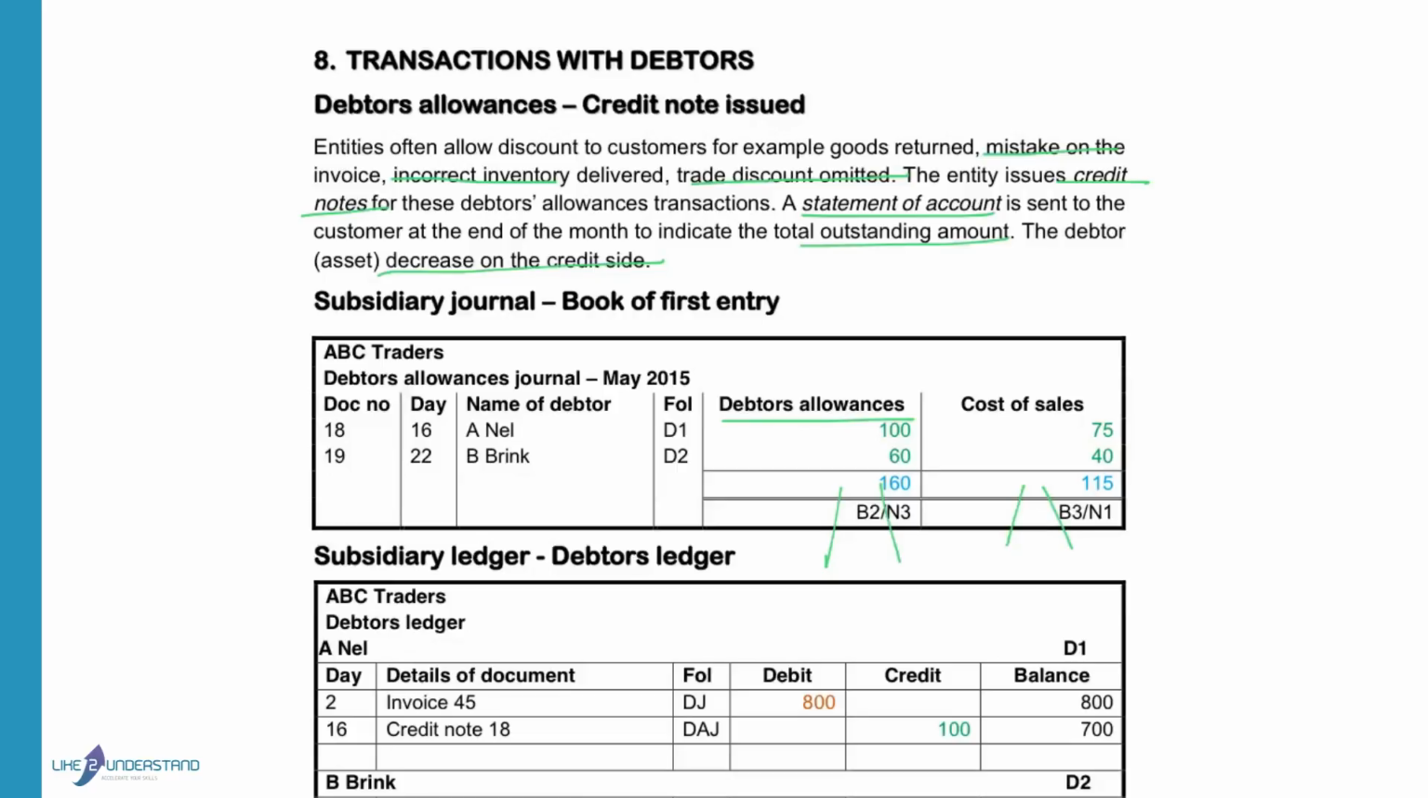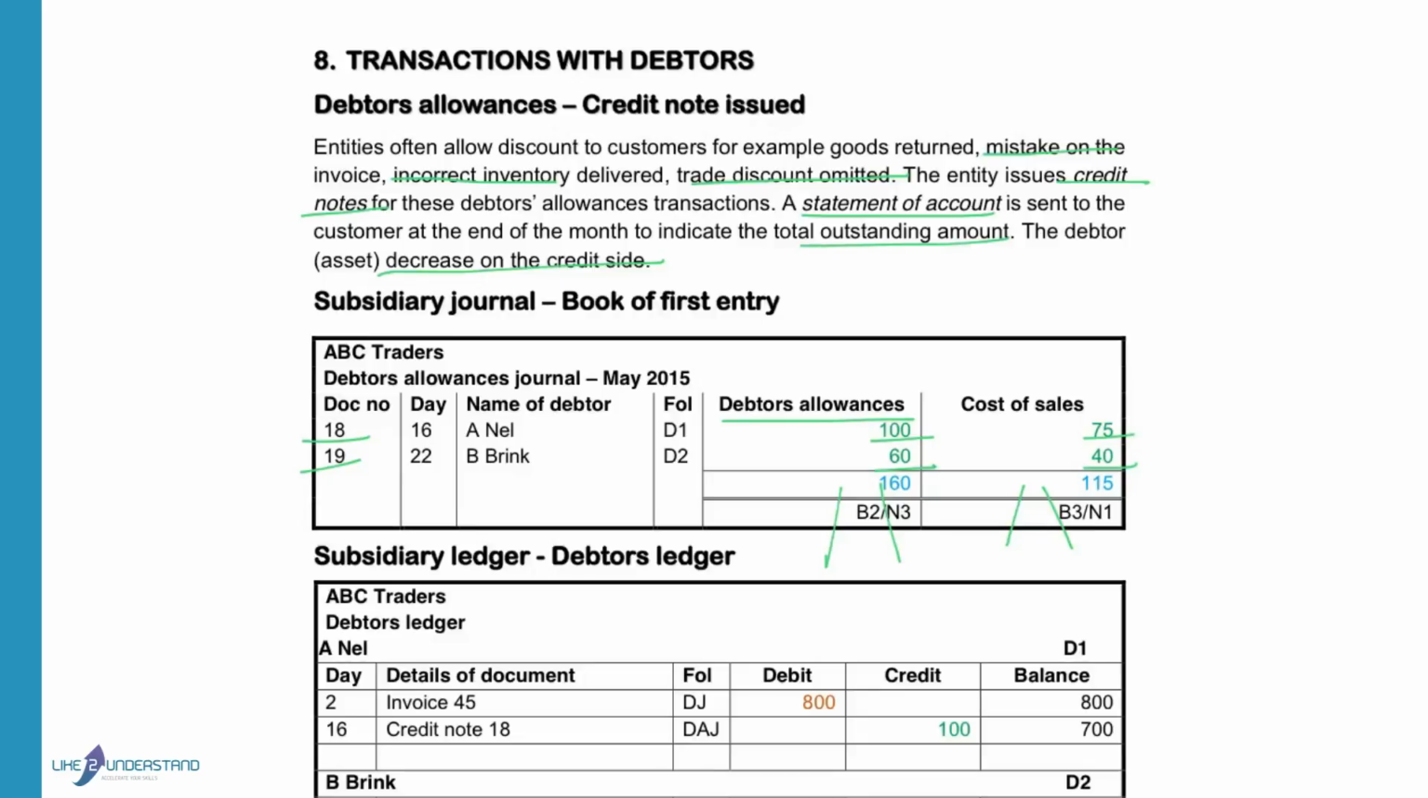When we record the entries in the Debtors Allowances journal, we show the credit note number, the date, the name of the people, the amount that they owe, and the cost of sales on that amount. We add up our Debtors Allowances journal to see what the total is: 116 and 115.